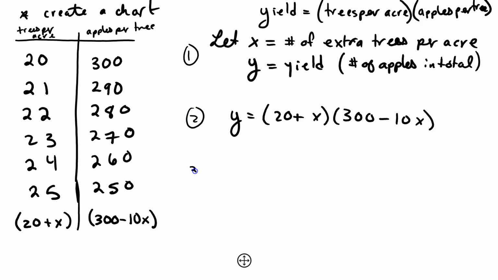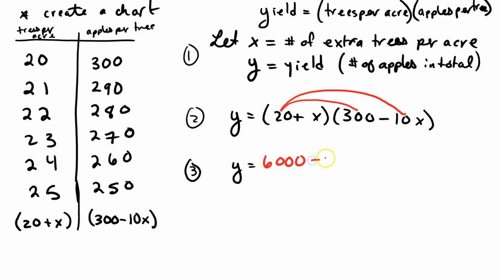Now step number 3 is completing the square, and what we need to first do is expand. So y equals, and I'll just do this in maybe 2 different colors. 20 times 300, plus 20 times negative 10x. I'll do this in this color. 20 times 300 is 6,000. Minus 200x.